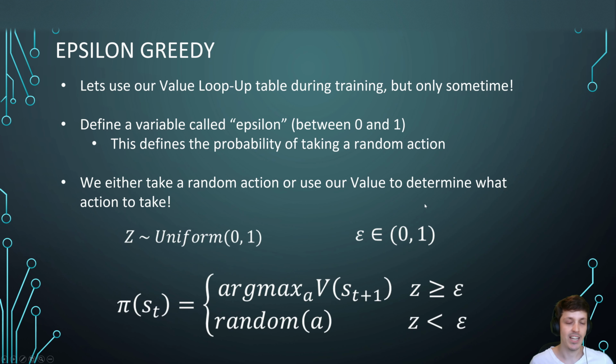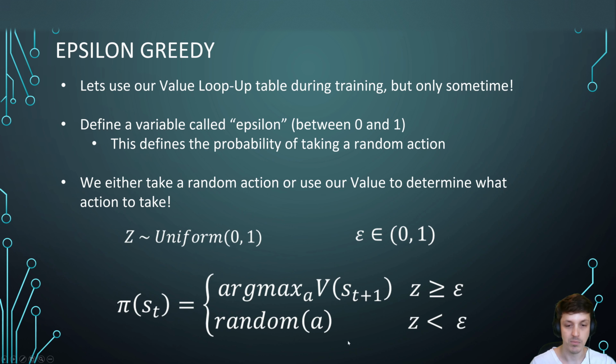Well, we can do that by changing our policy during training. Instead of just pure random actions, we're going to use what is called an Epsilon greedy policy. We're going to use that value lookup table similar to the test time, but only sometimes. We still want to take some random actions. It's called Epsilon greedy because we define a variable called Epsilon between 0 and 1, which is the probability of taking a random action. So the probability of taking a random action will no longer be 100%. Some of the time we will take an optimal action.